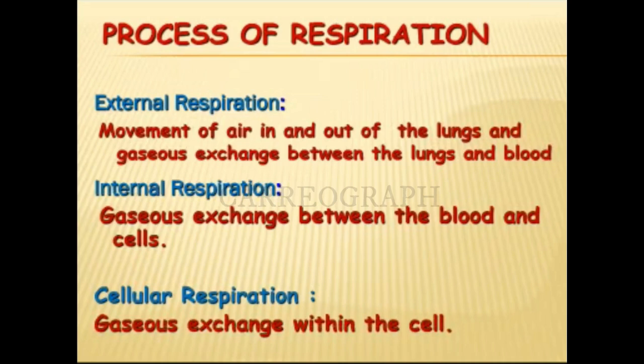So friends, we have seen the different types of respiration. In external respiration, there is movement of air, that is exchange of gases between the lungs and blood. In internal respiration, gaseous exchange takes place between the blood and the cell, whereas in cellular respiration the gaseous exchange is within the cell.